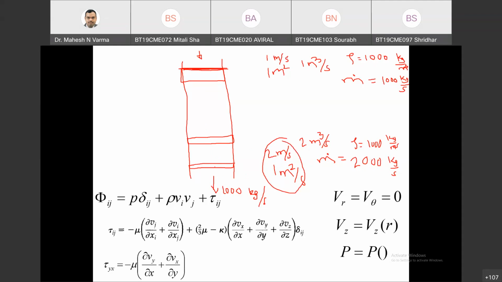This will happen with some more volatile liquids. At extreme conditions, this may happen. At that time you will get a discontinuous flow, and this whole analogy is not true for discontinuous flow. Okay, this equation is itself okay.